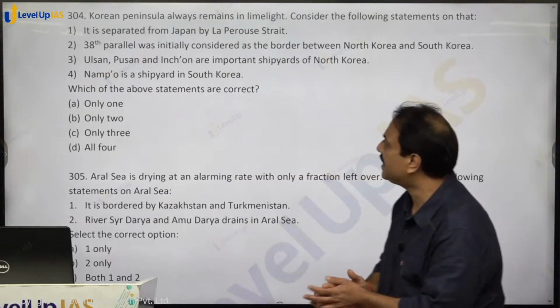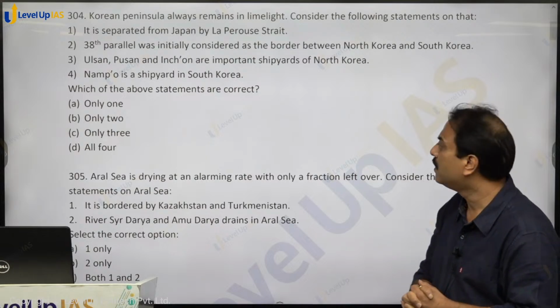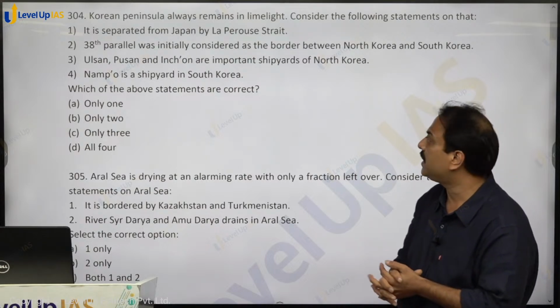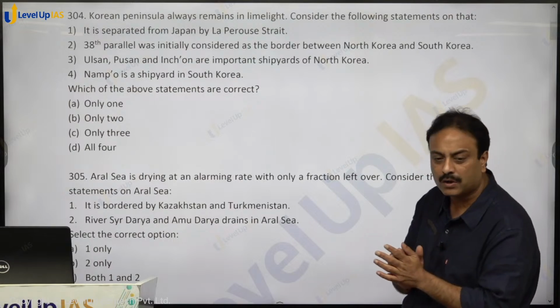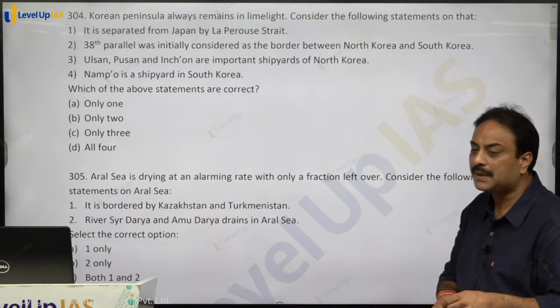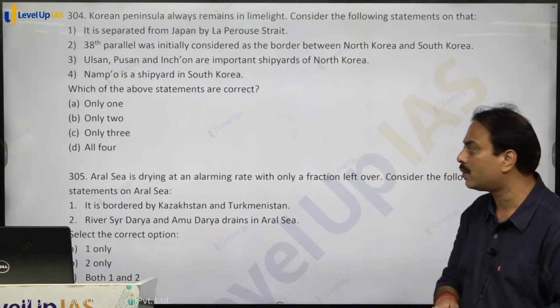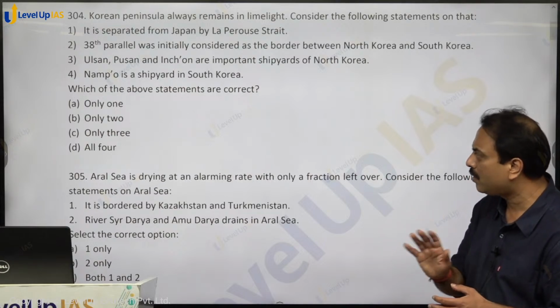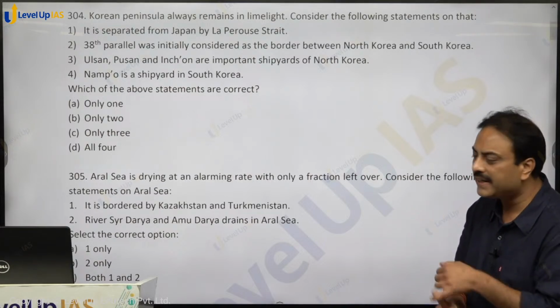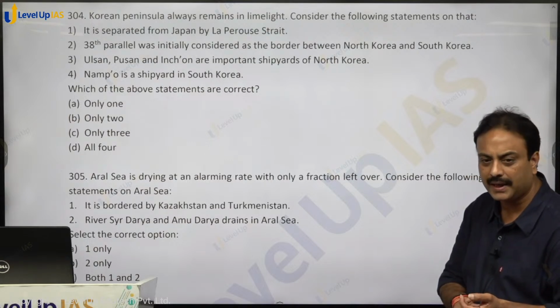So the statement, it is separated from Japan by La Perouse Strait, will become a wrong one. 38-degree parallel was initially considered as a border between North Korea and South Korea is correct. Ulsan, Pusan and Incheon are important shipyards of South Korea. Nampo is a shipyard of North Korea. So statement 1 is wrong, 2 is correct, 3 is wrong, 4 is wrong. So how many statements are correct? Only one. Option A for apple.